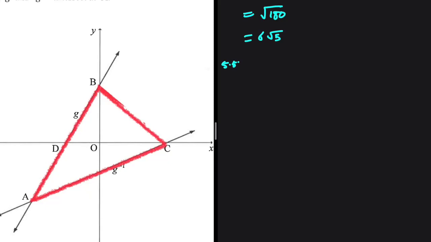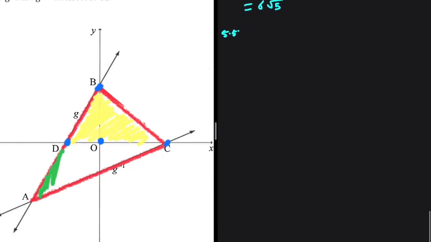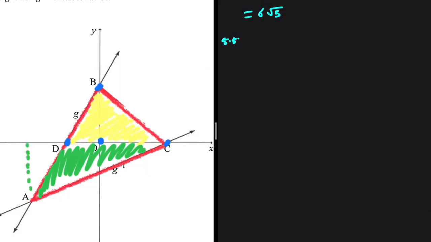We can find the area of triangle DBC. Let me highlight it. We can find the area of this triangle. How can we possibly do that? We have the base DC and we have the height OB. We have the length of DC and we have the length of OB. And we can also find the area of triangle DAC, this area right here. We have the base DC again, but now we have this height of which we know the length, right?